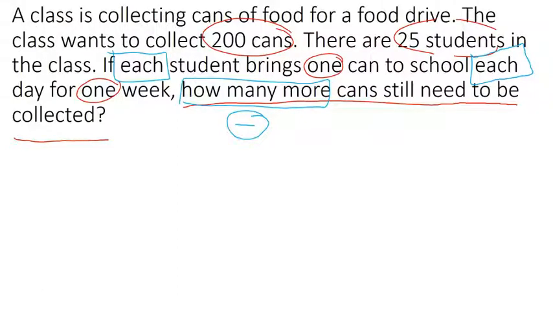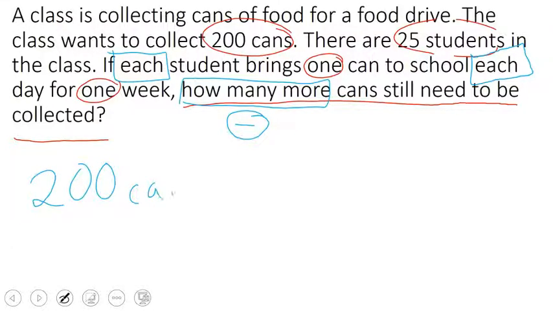Let's explain to ourselves how can we solve it. Our question is, how many more cans need to be collected? Well, in order to find out how many more I need, first I need to figure out how many I want to have in the end. I have here that they want to collect 200 cans. So 200 cans is their goal.